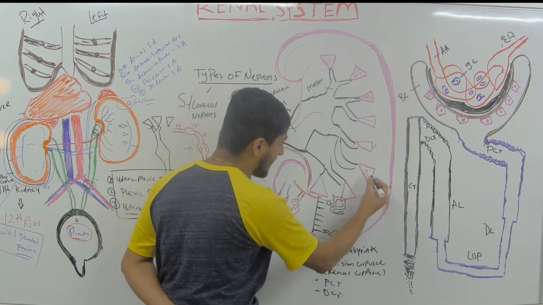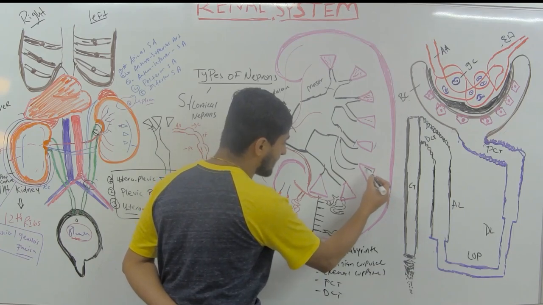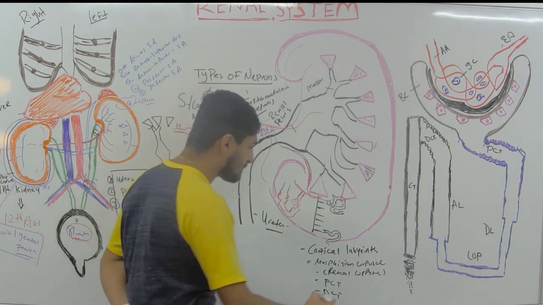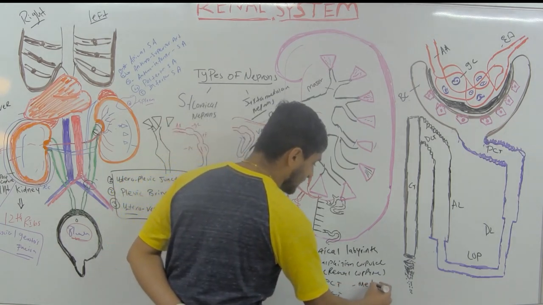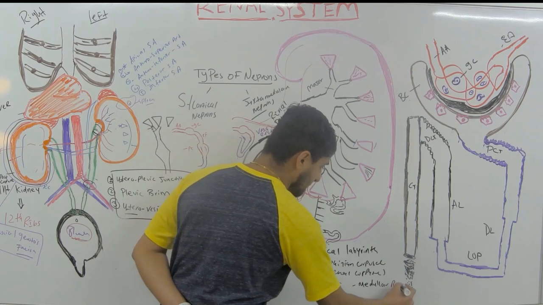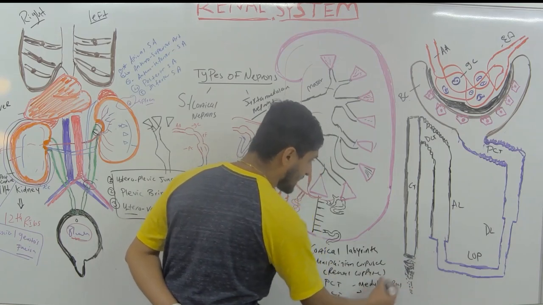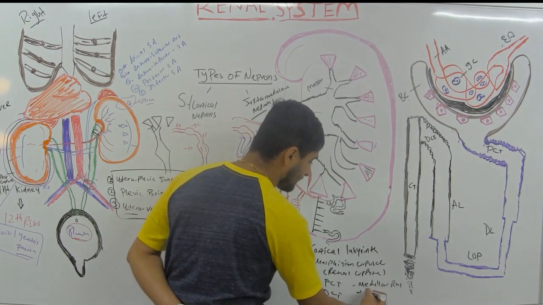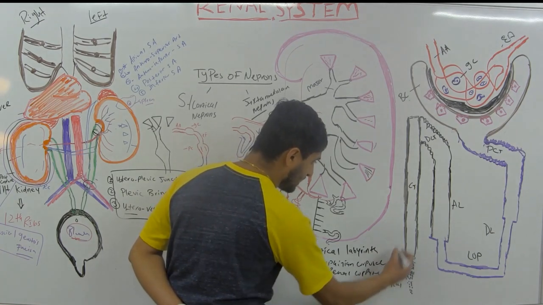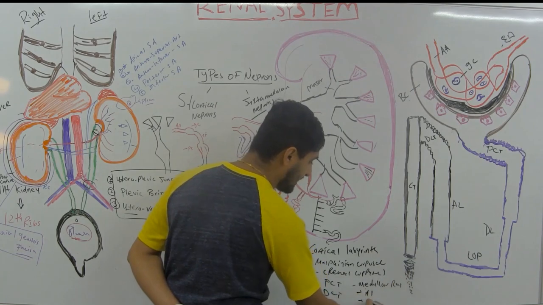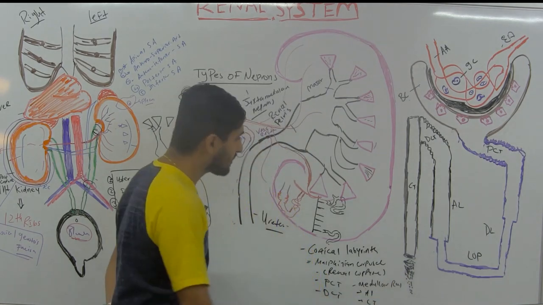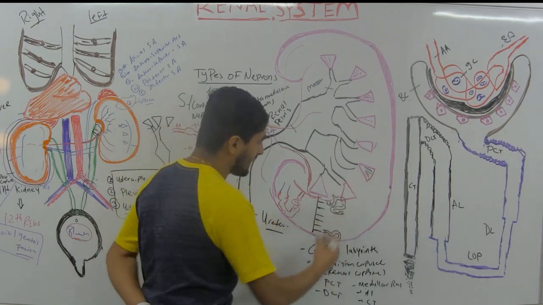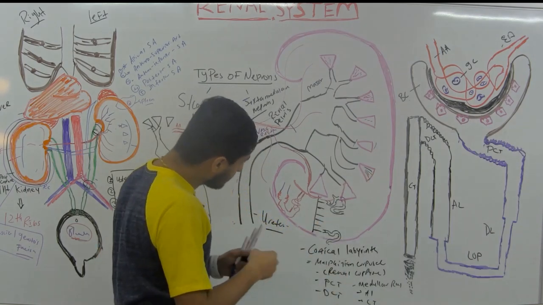And these are pyramids. They have lines down here, they're striated, and these are called medullary rays, okay? Those medullary rays contain those long loops of Henle, the ascending limb, the descending loop of Henle, and also the collecting tubules, okay? All this is contained in the medullary rays. That's what it is called.